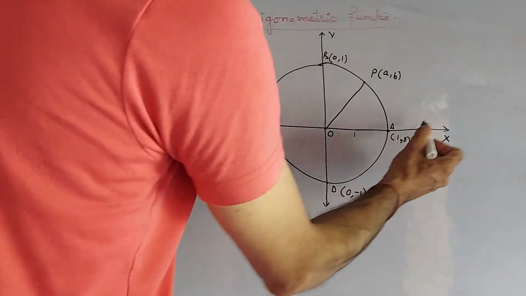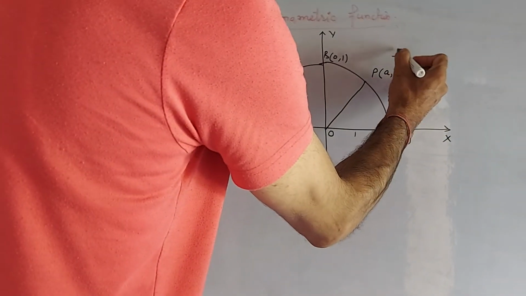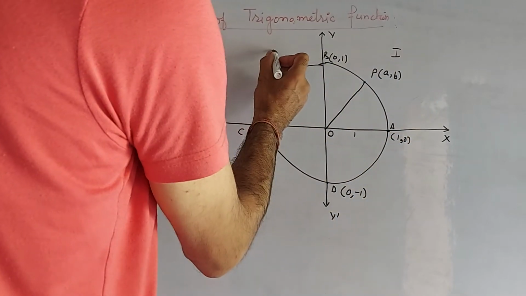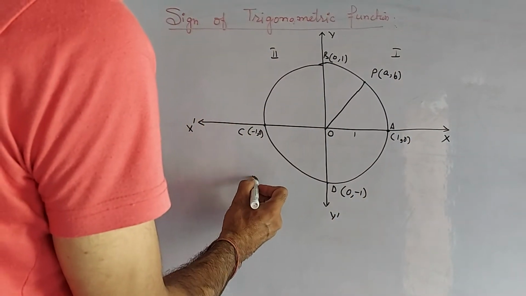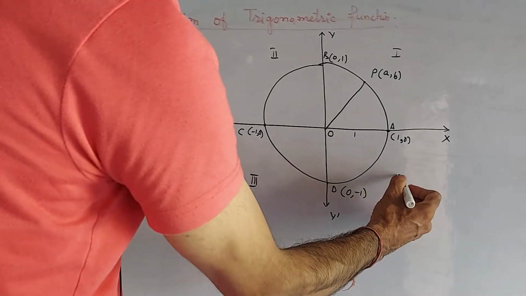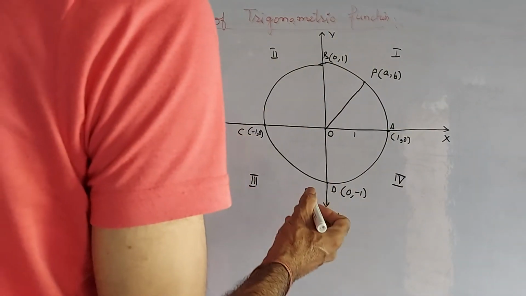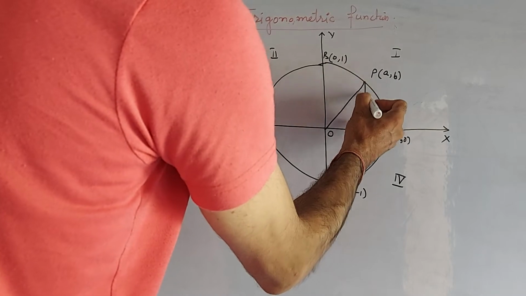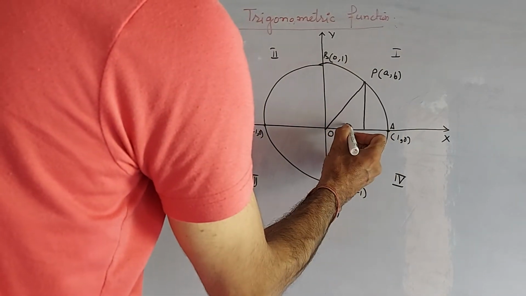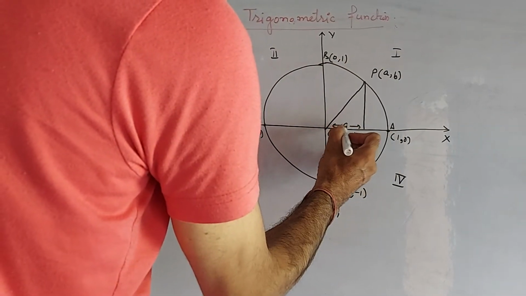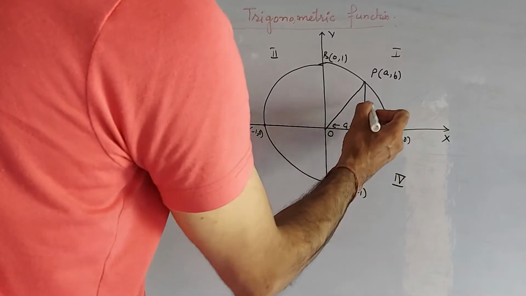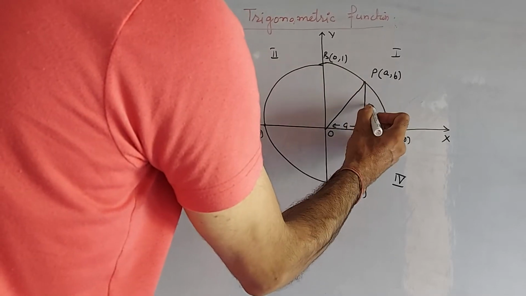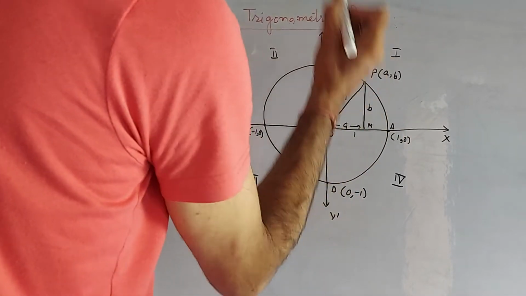So in this, this is the first quadrant. Here a is positive, b is positive. This is the second quadrant, this is the third quadrant, and this is the fourth quadrant. Now the coordinates of P mean a is this. Suppose this is OM, and this is PM, which is b, and this value is a.